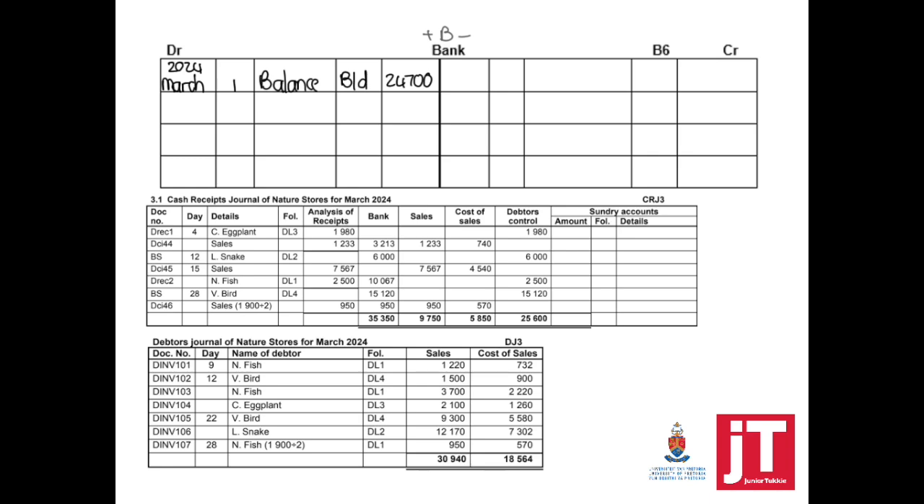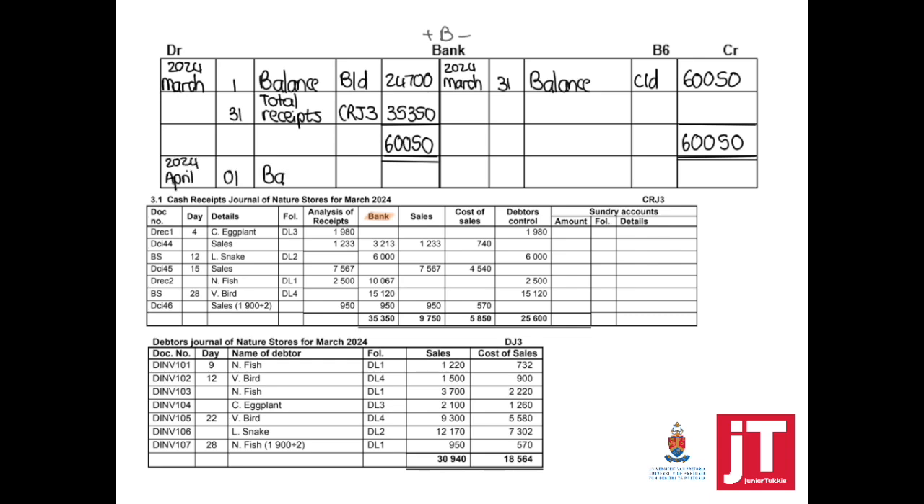From the cash receipts journal, bank will always be debited total receipts from the cash receipts journal, 35,350. So all we need to do, there was no CPJ, we just balance and we close off this account at the end of the month. Balance carried down means balance brought down.